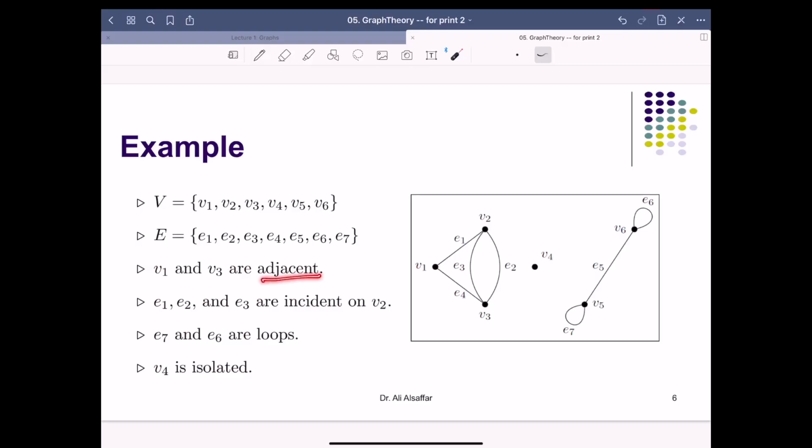Now for adjacent vertices, V1 and V3, they are adjacent because there is an edge between them. Now E1, E2, E3 are incident on V2. See V2? So E1, E2, E3 are incident edges to V2. Now E7 and E6 are loops, and V4 is an isolated vertex.